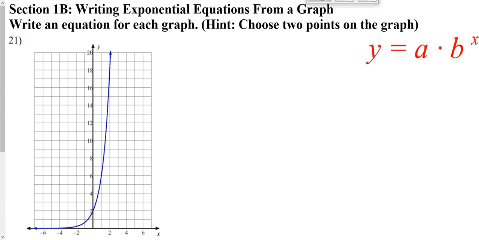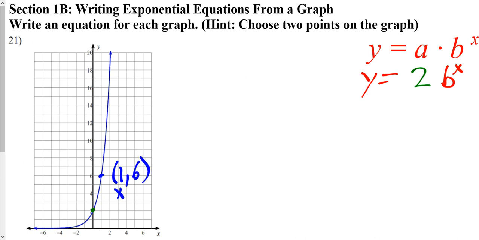So here's a follow-up question. So once again, I'm going to choose my y-intercept, which is 2. So that means my a value is 2. And then I'm going to go ahead and choose another point. The point I'm going to choose is this one here. It looks like it's a nice, neat point, which is 1, 6, which means your x is 1, your y is 6. So your y is 6, your x is 1.